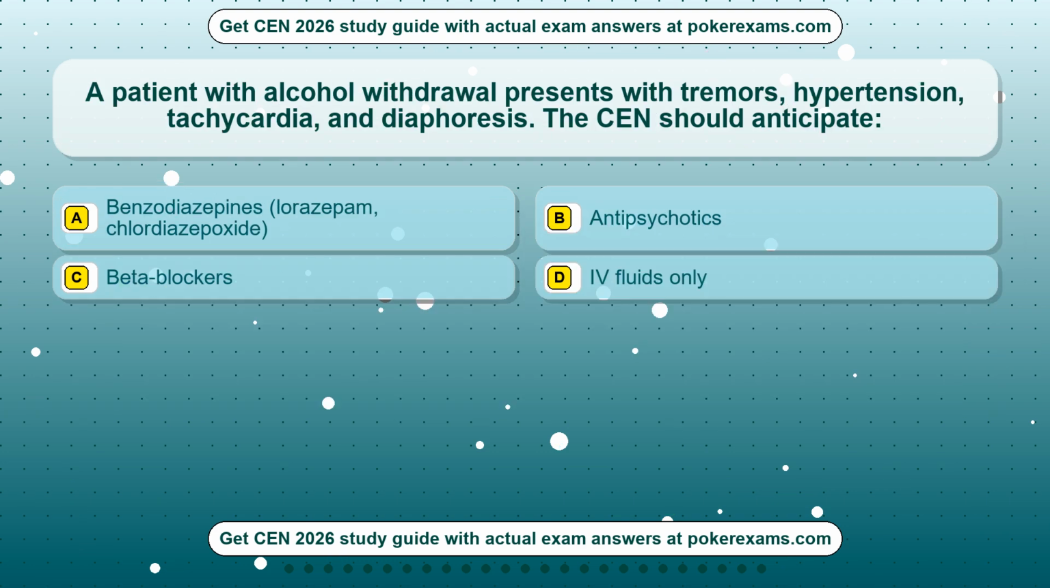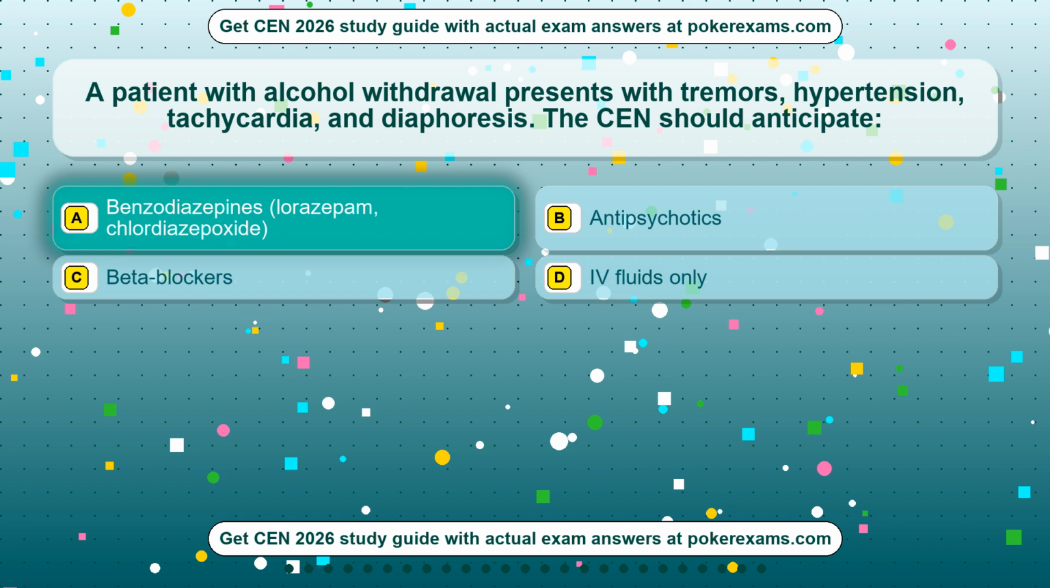Question 7. A patient with alcohol withdrawal presents with tremors, hypertension, tachycardia, and diaphoresis. The CEN should anticipate: Option A: benzodiazepines, lorazepam, chlordiazepoxide. Option B: antipsychotics. Option C: beta blockers. Option D: IV fluids only. The correct answer is option A. Benzodiazepines, lorazepam, chlordiazepoxide.